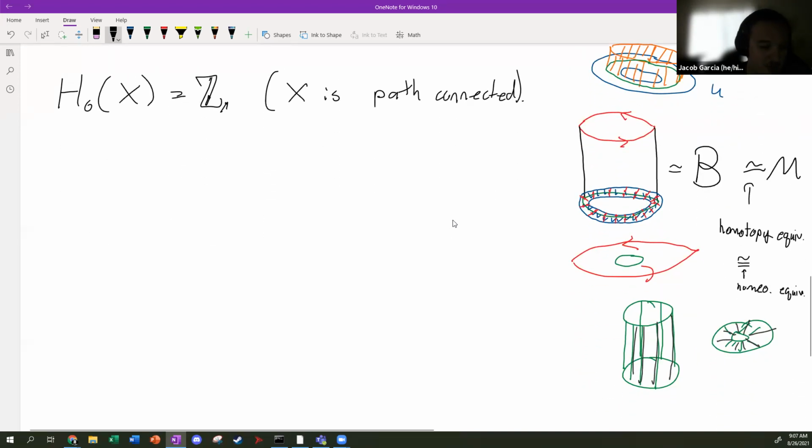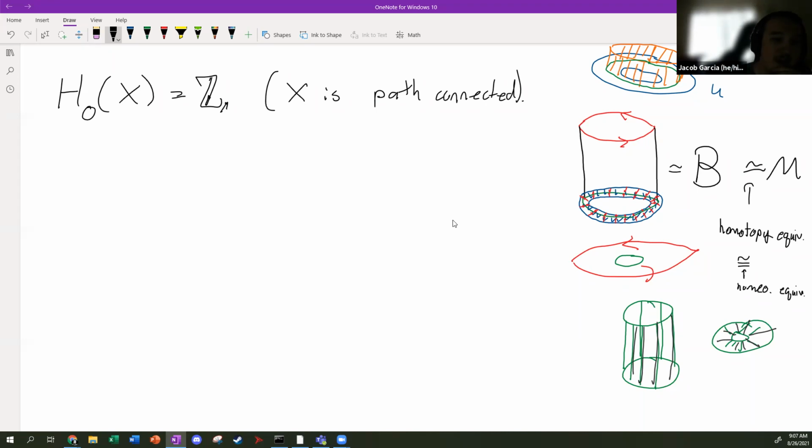Okay, so we're going to try to use the Mayer-Vietoris sequence to compute what the homology of this is. We do get one homology for free. The zeroth homology is Z, because this entire space is path connected, and we talked about how the zeroth homology is just generated by the path connected components. So because the space is path connected, we get the zeroth homology for free.